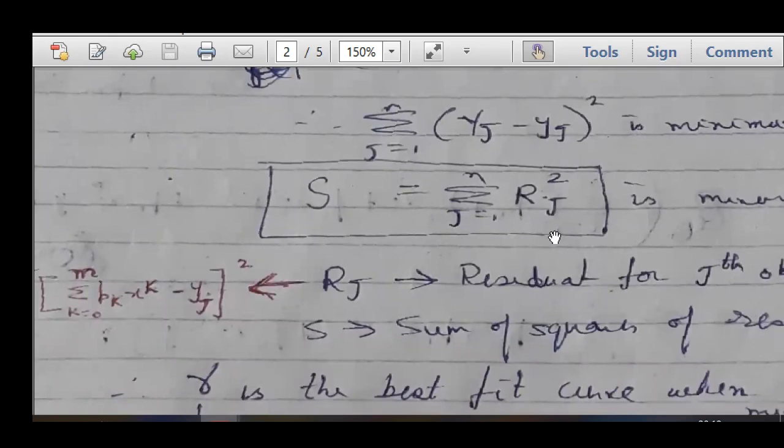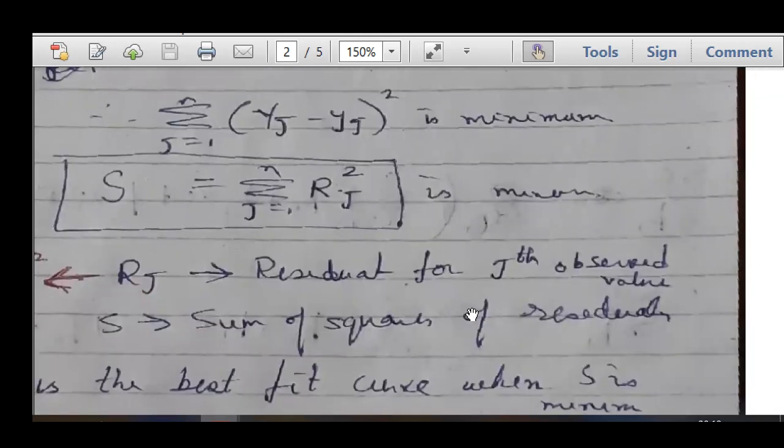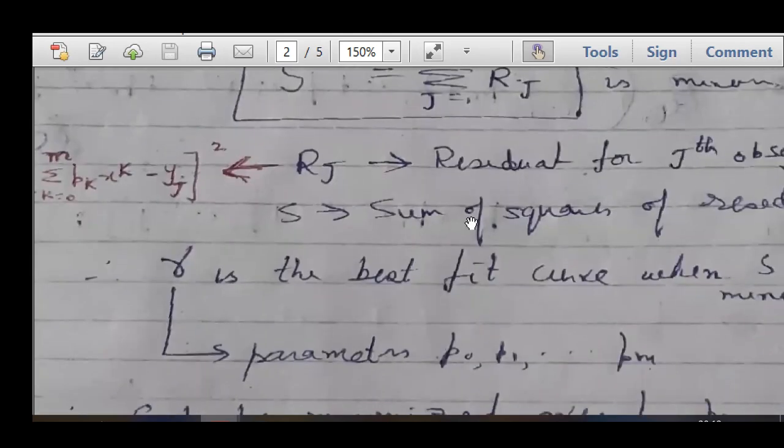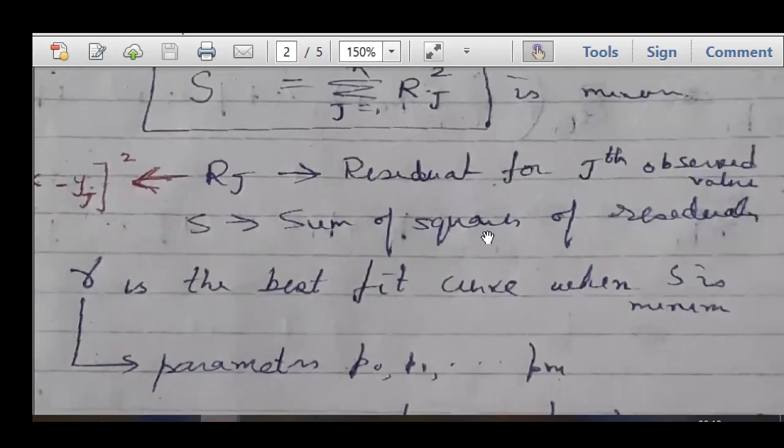We have the sum of the squares of the residuals. There is a typo here: there won't be any square in this part. Rj is equal to only the difference between these two. So capital S turns out to be the sum of squares of the residuals. Only the summation over k from 0 to m of pk x to the power k minus yj is the residual. So gamma is the best fit curve when S is minimum.